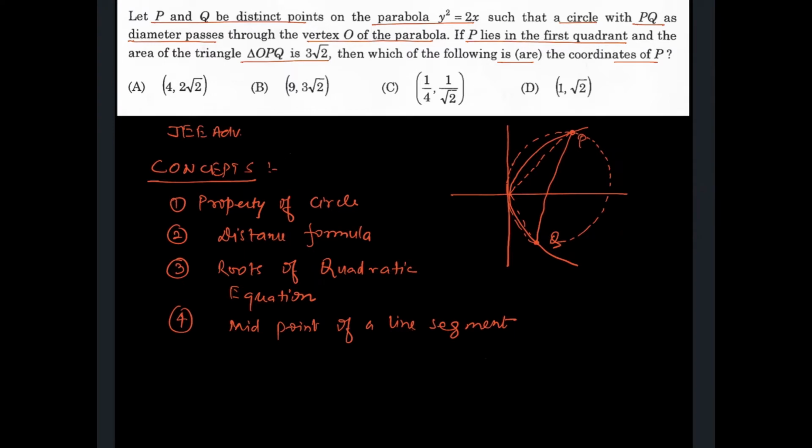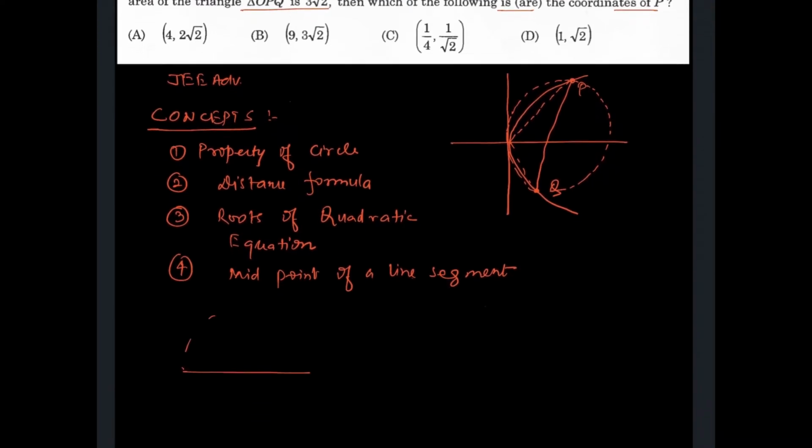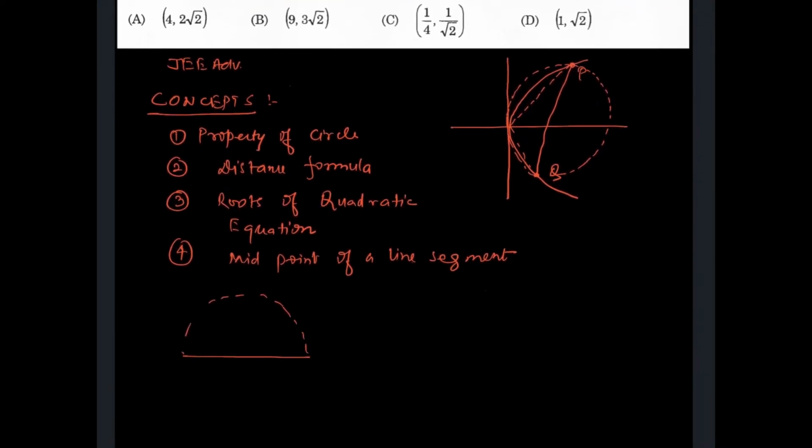The first is the property of the circle. So whenever there is a diameter and you have a circle, take any point on the circle, and if you make a triangle, the angle is 90 degrees at that point.